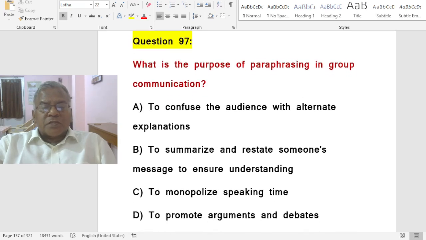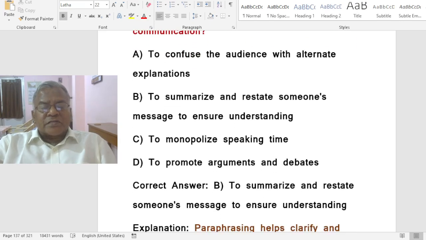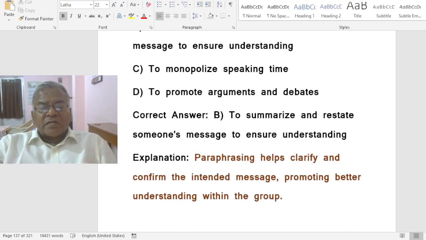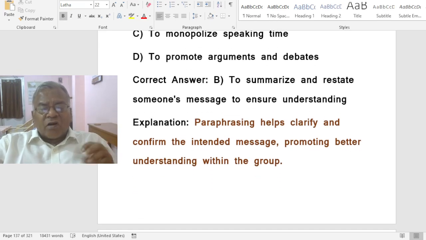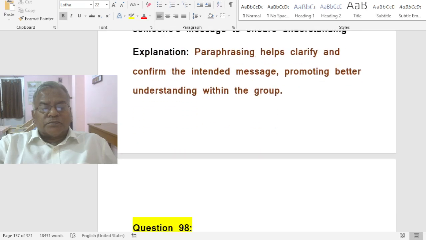So what is the purpose of paraphrasing in group communication? That is to summarize and restate someone's message to ensure understanding. So paraphrasing or summarizing, in a way. So paraphrasing helps clarify and confirm the intended message, promoting better understanding within the group.